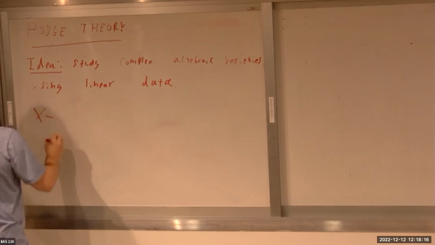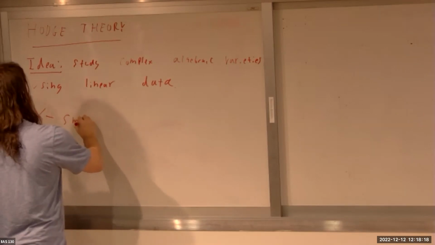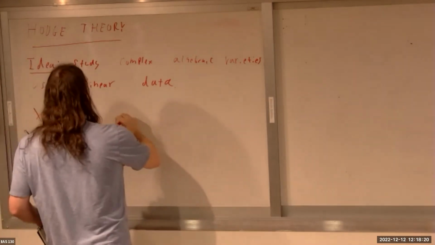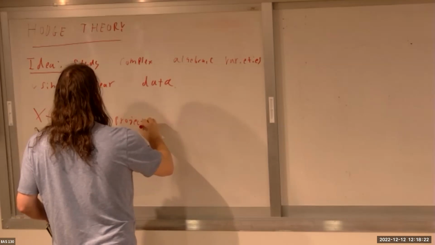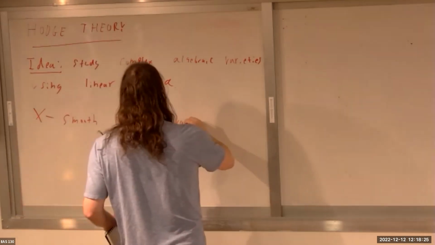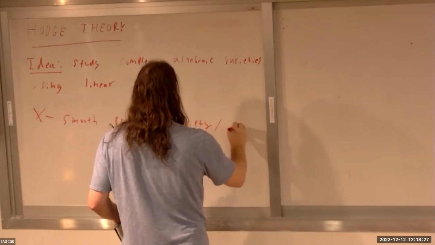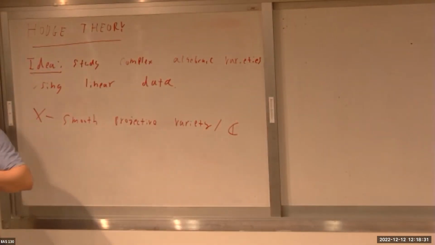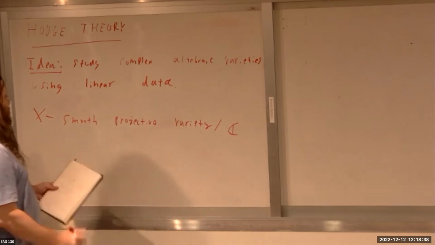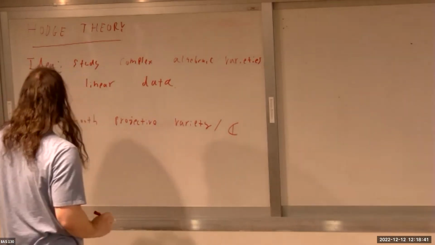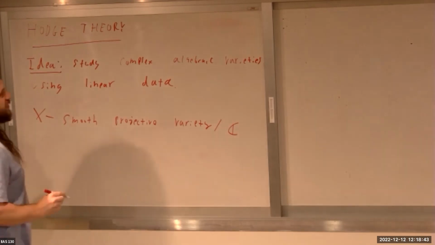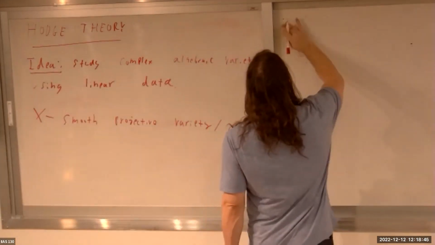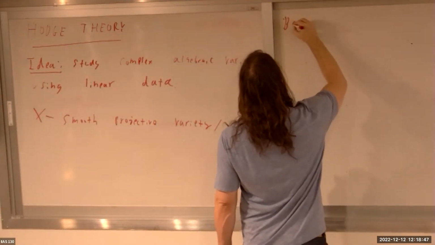Well, for our setup, let's take X, a smooth projective variety over C. You don't need smooth and projective for almost any of what I'm going to say, but I'm almost always going to assume it because it makes things a whole lot simpler. And now to X, we can assign a few different structures. So we can assign Betti cohomology.